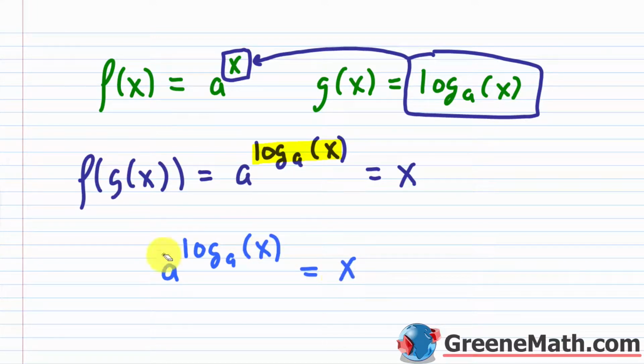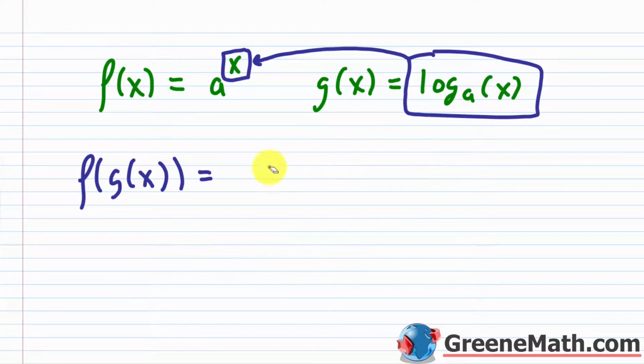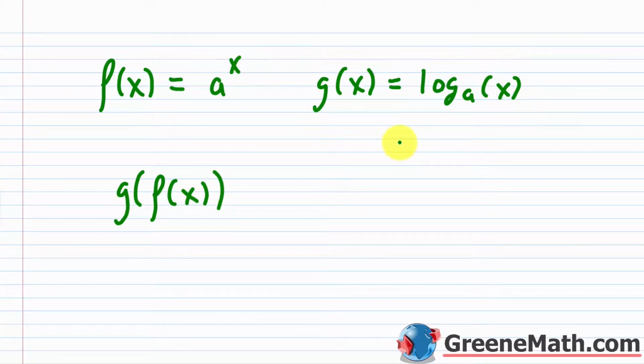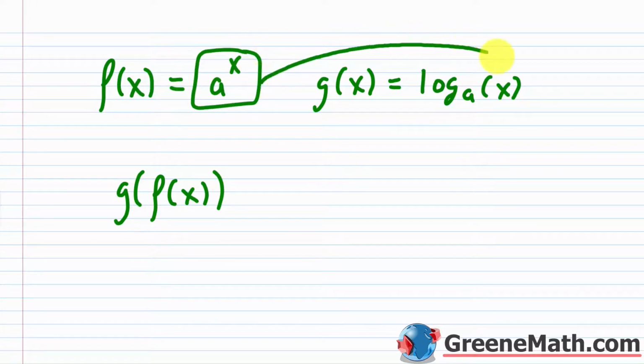So let's now erase this, and let's think about the other one. So now I want to do g of f of x. And remember, this is going to give me x as well. So now I'm going to plug this thing right here, the f of x, in for x in g of x. So this equals log base a of, and let me change colors here. So you're going to have a to the power of x as the argument of the logarithm.